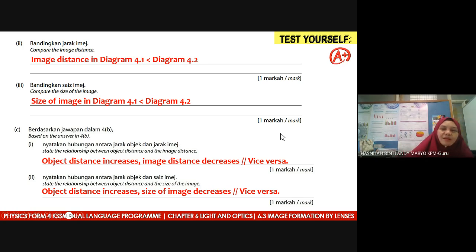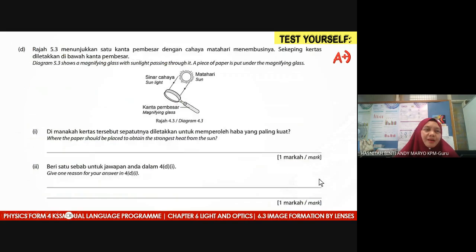Alright, okay. For this one, I do not recommend you to write directly proportional or inversely proportional, because it is not a safe answer every time. Sometimes it is accepted and sometimes it will be rejected. So it is better if you write in this form: object distance increases, image distance decreases. Object distance increases, size of image decreases. Okay, please be aware of that.